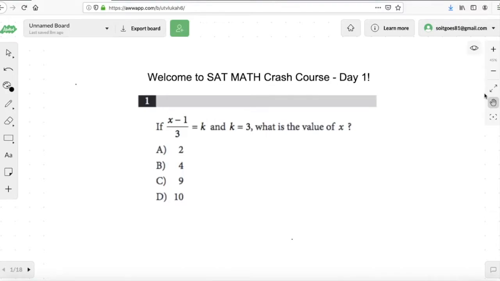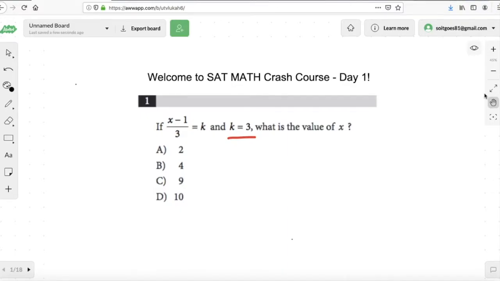So for k, we're going to plug in a 3, right? Because they tell us that k equals 3 right here in the question. You guys see that? Yes. And for x, we know x is one of these four answer choices: 2, 4, 9, or 10. So we don't have to isolate and solve for x. We can just plug in the answer choices and test to see if we get a true statement in the equation. Does that make sense, Ariani? Yes.